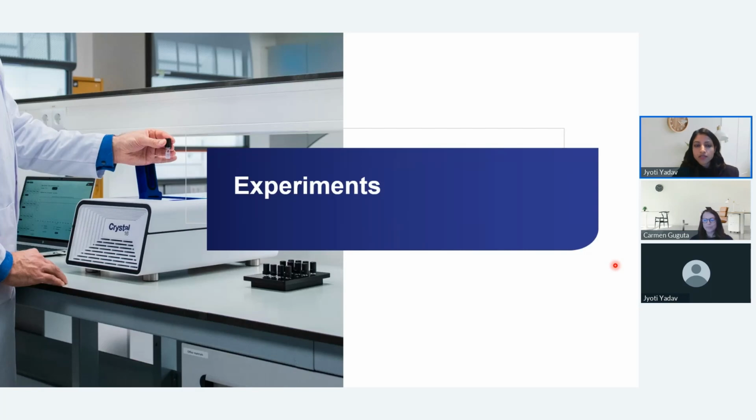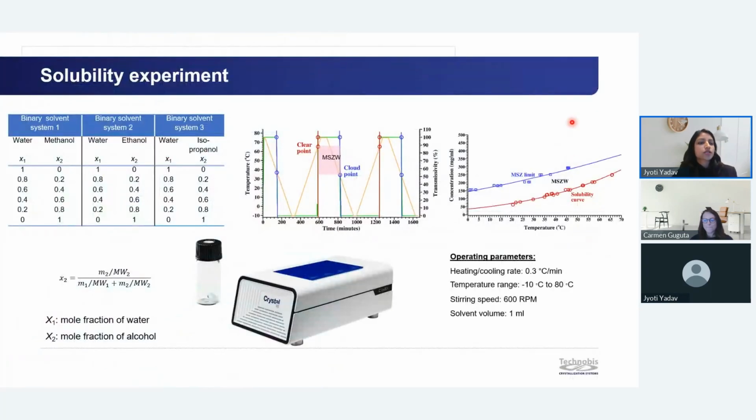Coming to experiments, first, solubility experiments. To see the effect of solvent and solvent composition, 4 pure solvents were selected: water and 3 alcohols, methanol, ethanol, and isopropanol. Then the binary solvent systems were prepared by adding alcohols to water: three binary solvent systems, water-methanol, water-ethanol, and water-isopropanol. So these are the concentrations of the different binary solvent systems in mole fraction, calculated using this equation.